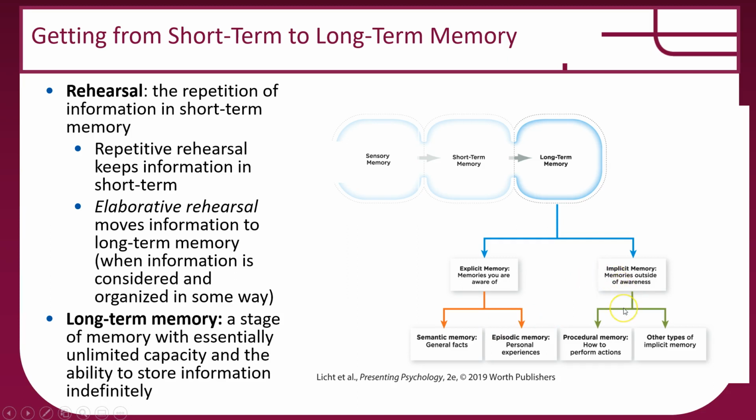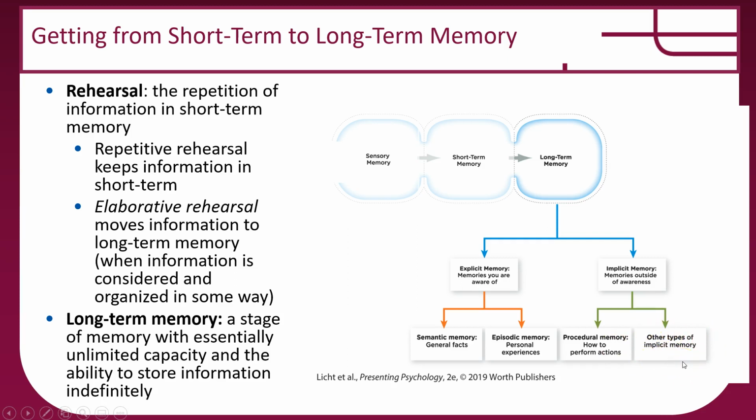And then implicit memories, procedural, how to perform actions. That's like how to ride a bike, how to drive a car. You remember when you're learning how to ride a bike, it takes a while to learn, to figure it out, for your body to understand how to do it all. And then once you get it, again, it's just implicit. You just know how. And there are other types of implicit memories like priming we're not going to get into right now.